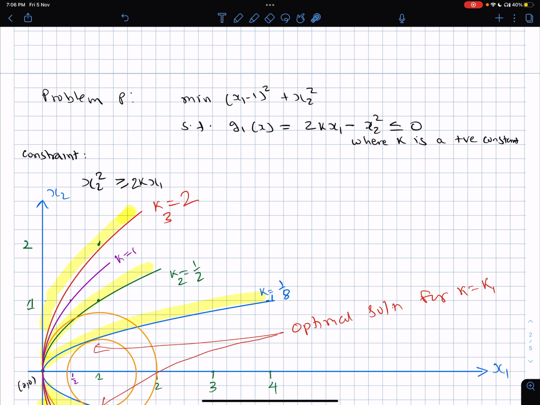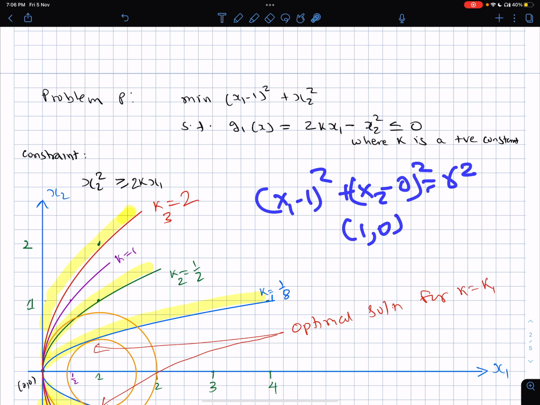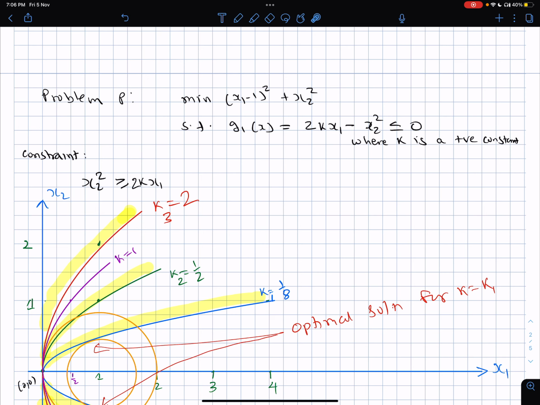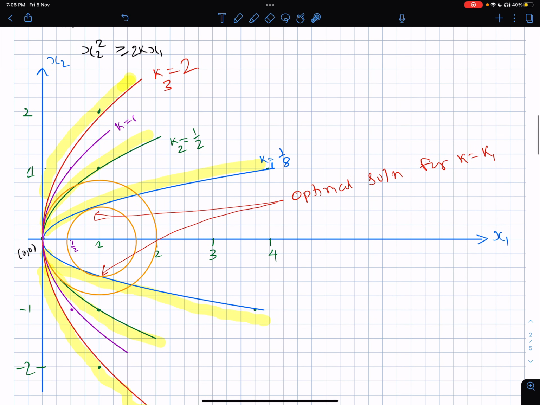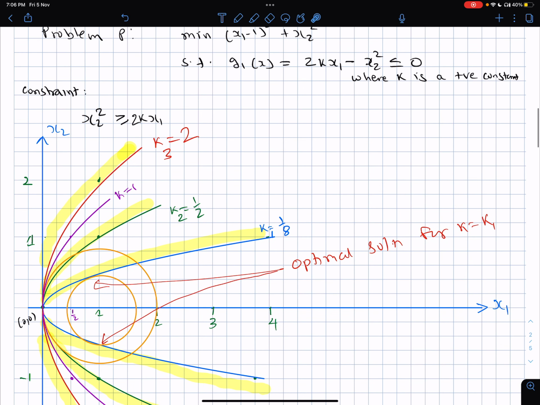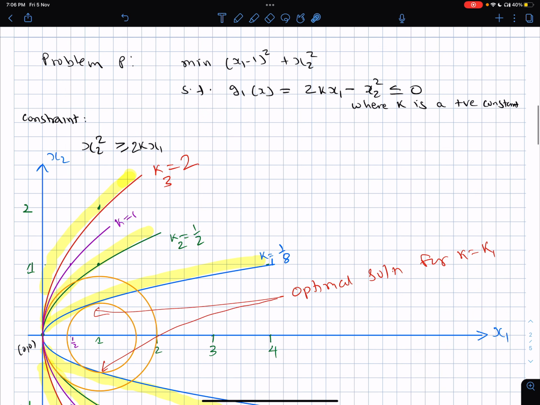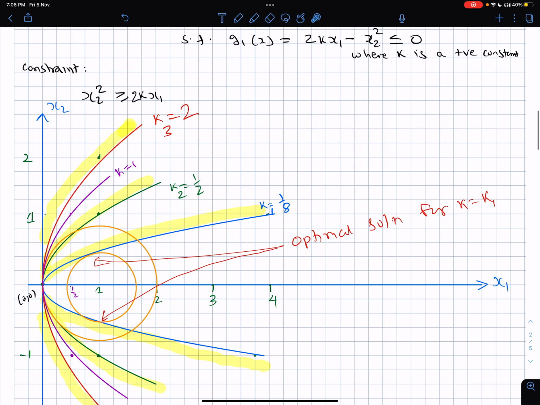If you write (x1 minus 1) whole square plus (x2 minus 0) whole square equal to r square, you can see that these represent circles of radius r, objective function value r square, centered at 1 comma 0. So centered here, you can draw a small circle first, then a larger circle, another larger circle, and so on. All of these are around the unconstrained minimum 1 comma 0. The unconstrained minimum is infeasible.